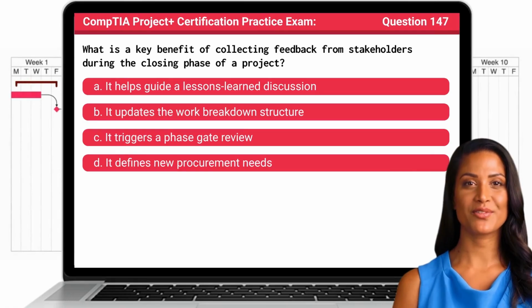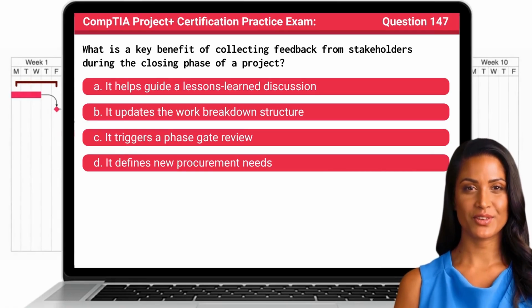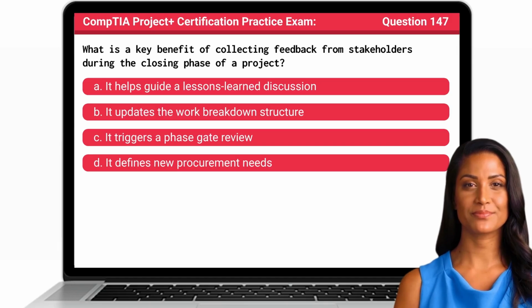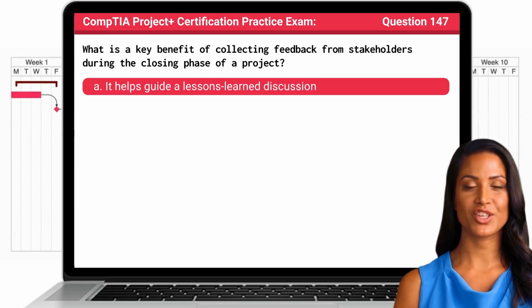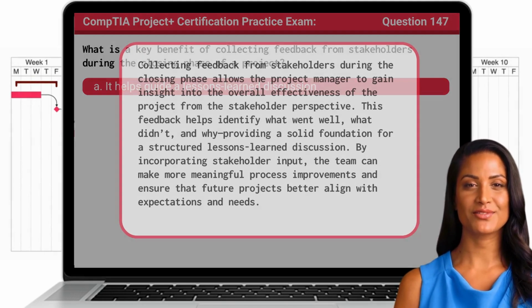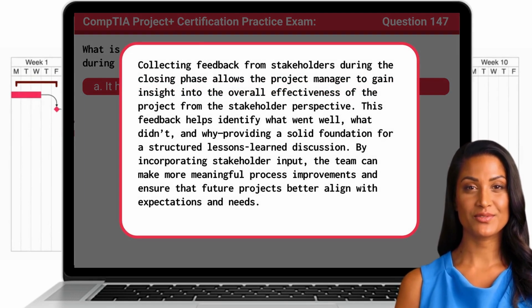Question 147. What is a key benefit of collecting feedback from stakeholders during the closing phase of a project? The answer is A. It helps guide a lessons learned discussion. Collecting feedback from stakeholders during the closing phase allows the project manager to gain insight into the overall effectiveness of the project from the stakeholder perspective.